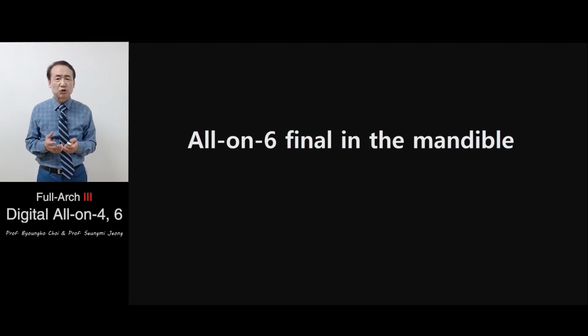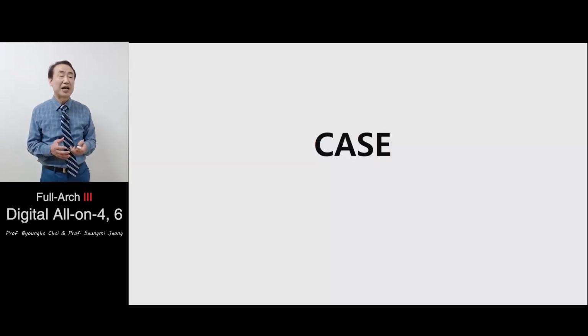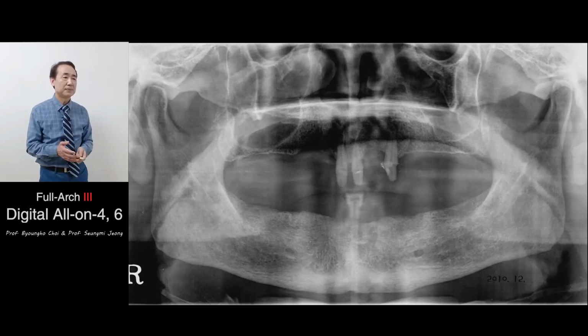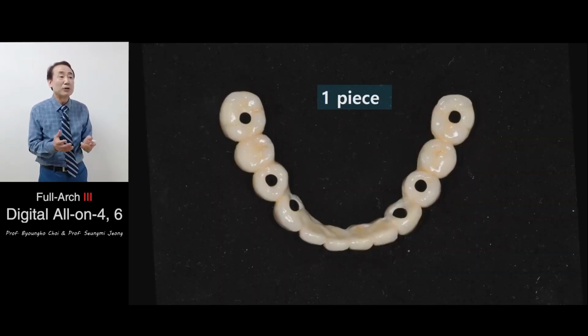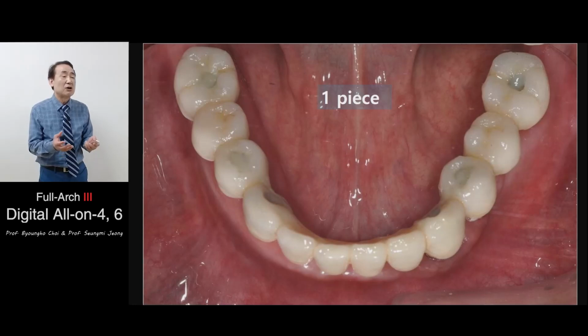Let's talk about the Oron 6 final restoration in the mandible. First, I want to show you this case. He had an edentulous ridge in the mandible. 6 implants were placed in the mandible, and one piece of full arch fixed bridge was fabricated. This is one piece full arch zirconia bridge.